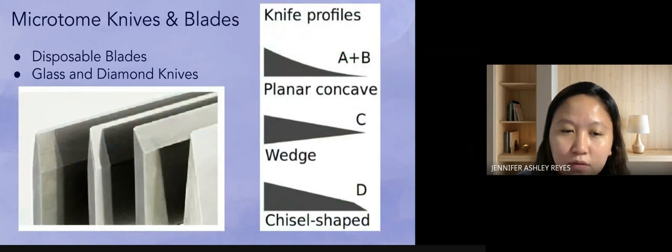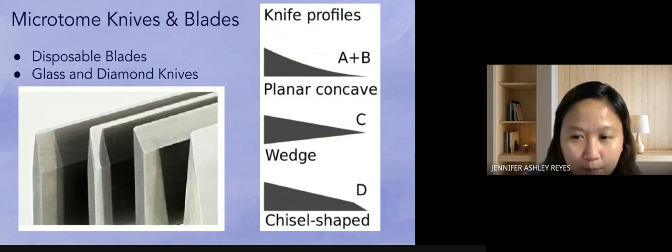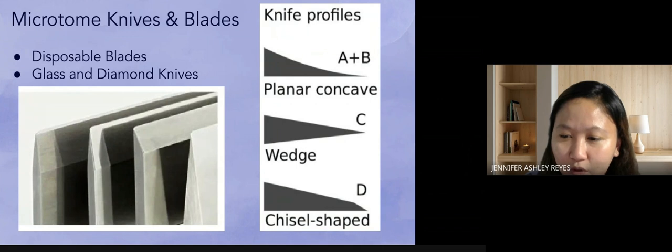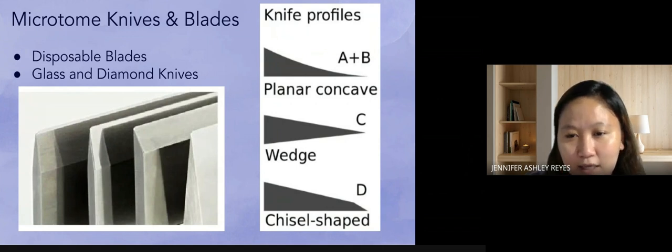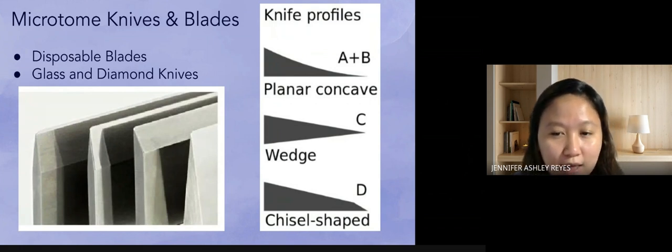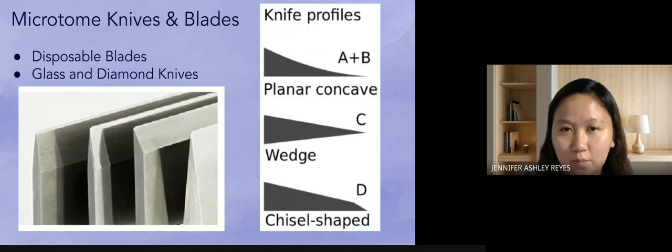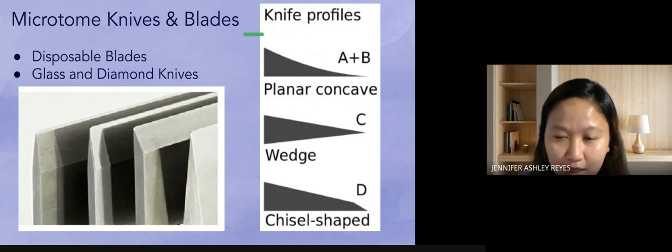Okay. Before we discuss the different types of microtome, let's first mention the important sharp things in the microtome: your microtome knives and blades. We have disposable blades and we also have glass knives, which are usually used in ultramicrotomy for electron microscopy. And diamond knives are for high precision, expensive, especially if you want it perfectly cut without distortion. You can see here different knife profiles.